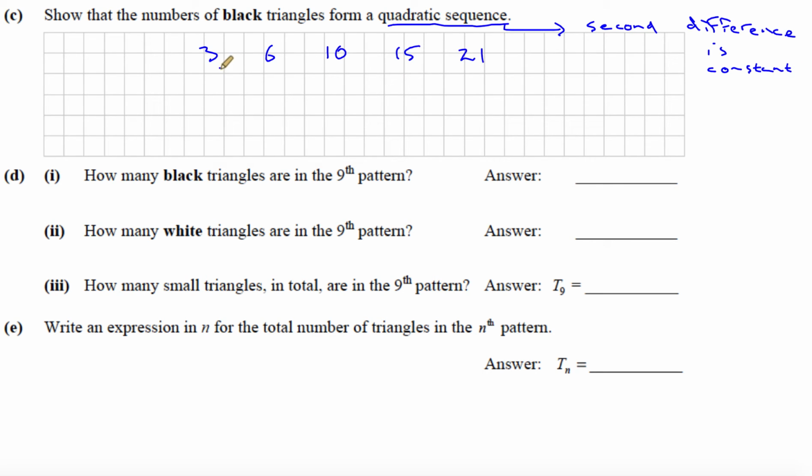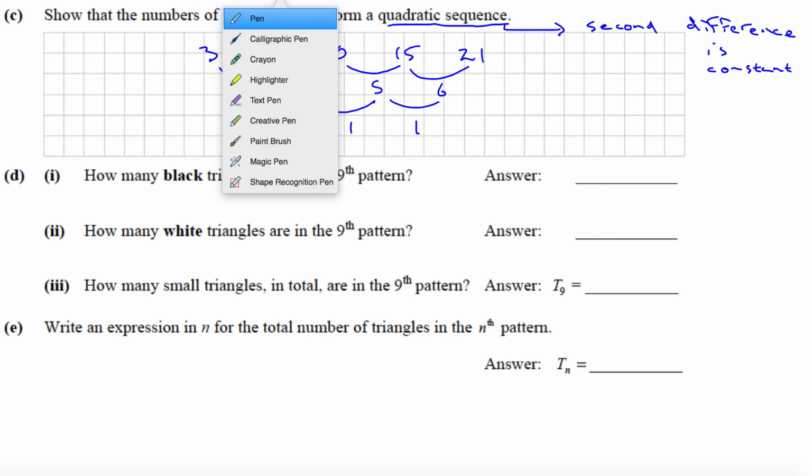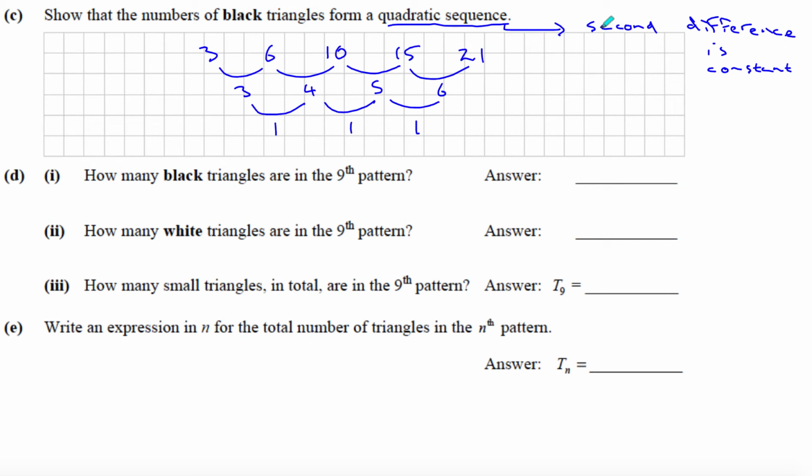So the difference from 3 to 6, that's a difference of 3. From 6 to 10, that's 4. From 10 to 15, that's 5. And from 15 to 21, that's 6. So now we're going to look at the second difference. From 3 to 4, that's 1. 4 to 5, that's 1. And 5 to 6, that's 1. So we can see there that the second difference is constant. So that's these numbers here. Second difference is constant.